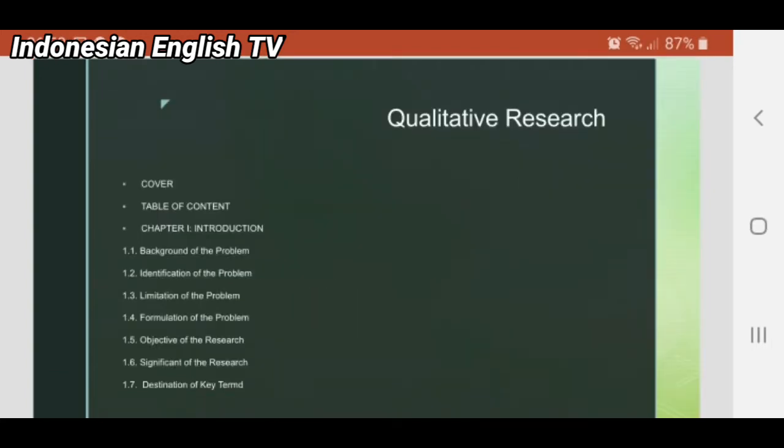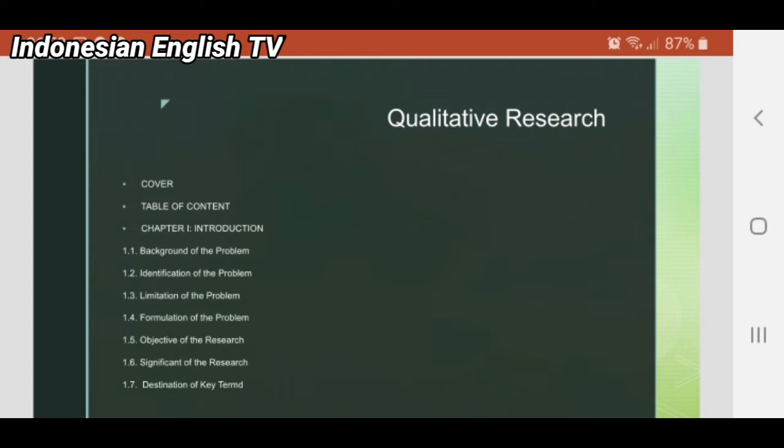Okay, in chapter 1 you have the introduction about the proposal of qualitative research. First, you have to write the background of the problem that you want to search in your research. Second, you have the identification of the problems, where you need to identify all the problems that relate to your research. Third, you have limitation of the problems.